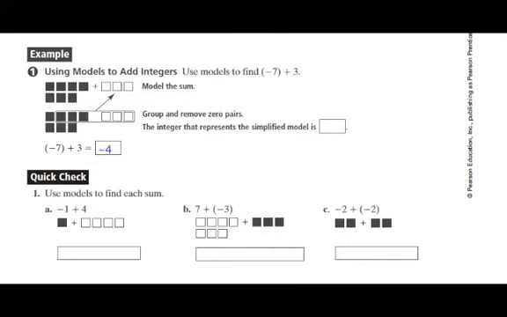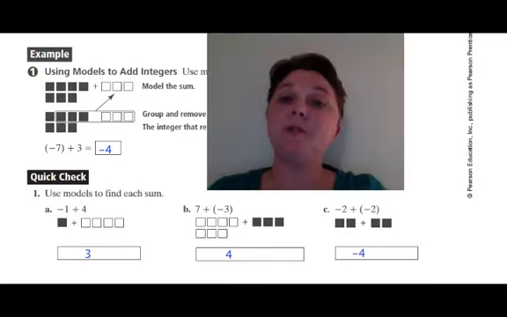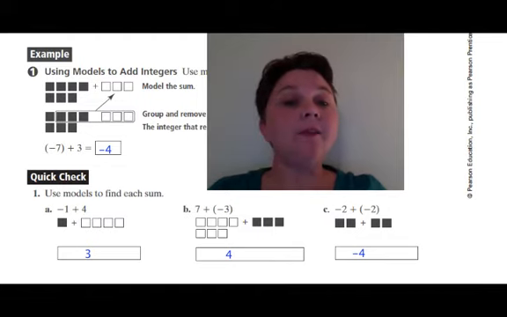Try the quick check problems on your own, using the model like they were the chips we used in class. Pause the video to do these problems. Quick check 1A. -1 plus +4 is +3. Letter B. 7 plus -3 is +4. And letter C. -2 plus -2 would give us -4. I hope you did well on those examples. If you didn't get any of them right, please correct your paper at this time. Pause the video if you need more time to fix it.